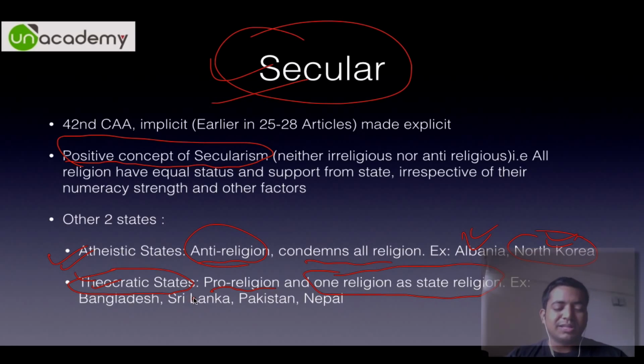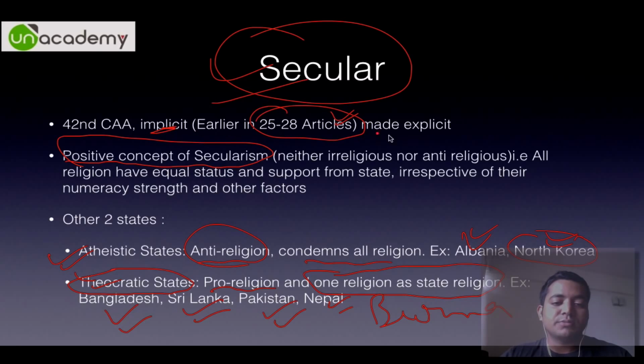You all would know the neighbors of India like Bangladesh, Sri Lanka, Pakistan, Nepal, include Burma also in this list. So all of them have one state-sponsored religion. They might say that all religions can be practiced, but the state has a religion, like Pakistan has Islam, etc. So in India, earlier it was implicit in Articles 25 to 28. So implicit was made explicit by the 42nd Constitutional Amendment Act.